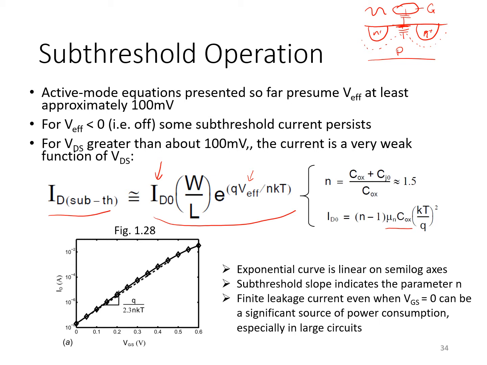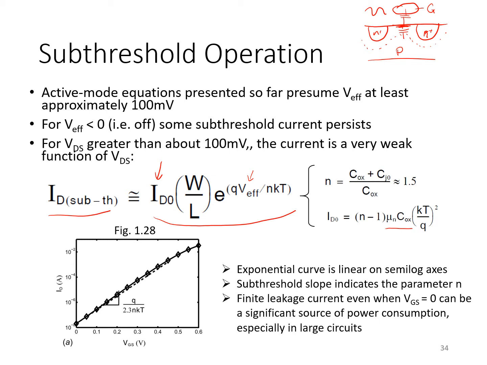Now, the temperature dependence is quite complicated here because it shows up in a couple different places and it's an exponential relationship. But suffice to say that the largest values of subthreshold leakage current are observed at high temperatures. I think that's an important point to keep in mind.